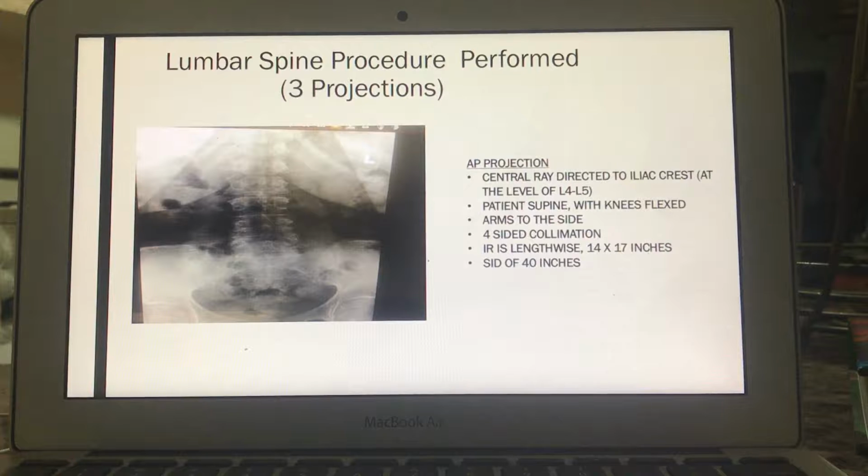Moving on to the projections that I did, the doctor referred only three views, which were the AP projection, lateral projection, and the lateral L5-S1 projection.